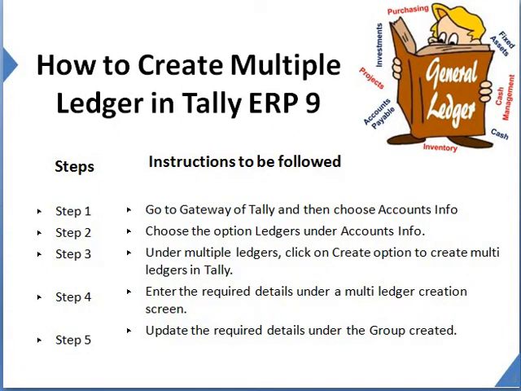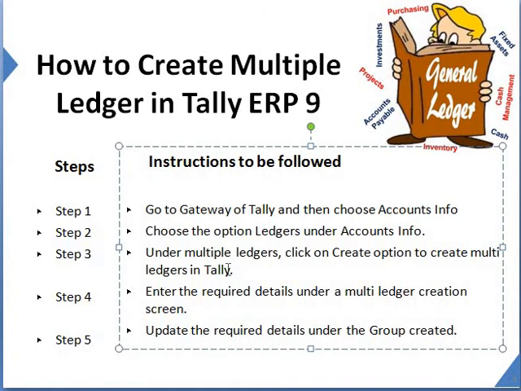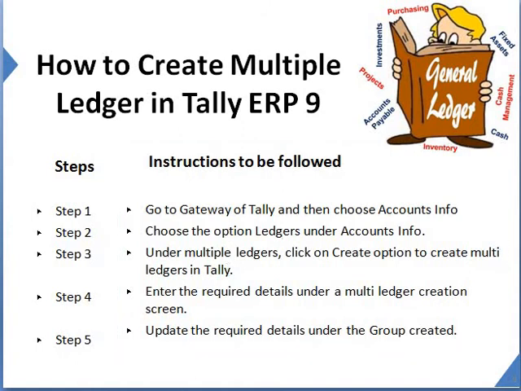Next is how to create multiple ledgers. In this, go to Gateway of Tally and then choose Accounts Information. As earlier with groups, this is also the same way, go for Accounts Information. Here we have to choose the option Ledger. Instead of Groups, now it is Ledger. Under Multiple Ledgers, you have to click on the Create option.